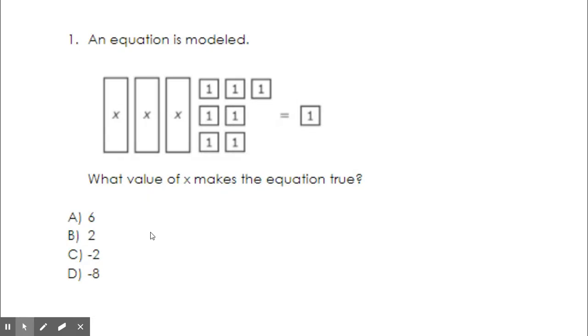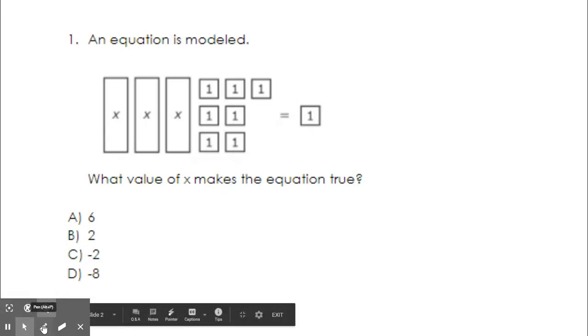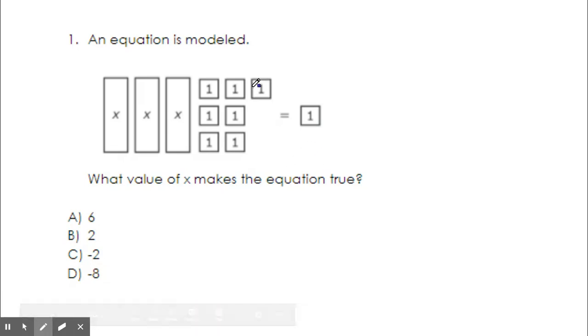An equation is modeled. What value of x makes the equation true? All right, so you can go about this in two ways. You can use the picture where it's 3 x's. So this is 3 x's and 7 ones equals a positive 1. All these are positive. There's not a key here. Sometimes there's a key and that'll be shaded showing you positive or negative, or they might have a negative symbol in here, but all of these are positive ones.